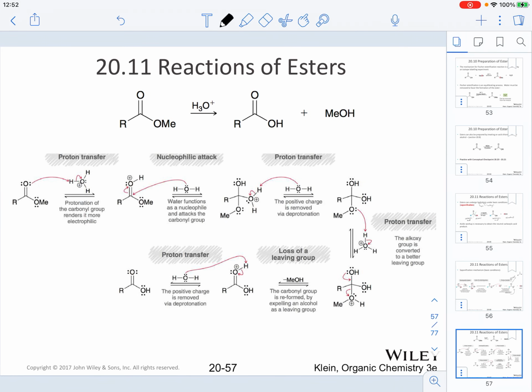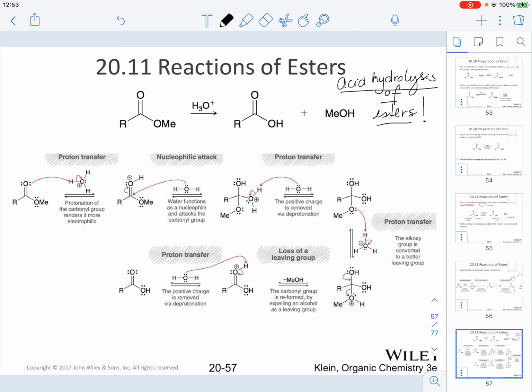Now, understand that hydrolysis, specifically of esters, can also happen under acidic conditions. So this is going to be the acid hydrolysis of esters. Okay, and when that occurs, as you can see, the reagents is just H3O plus.